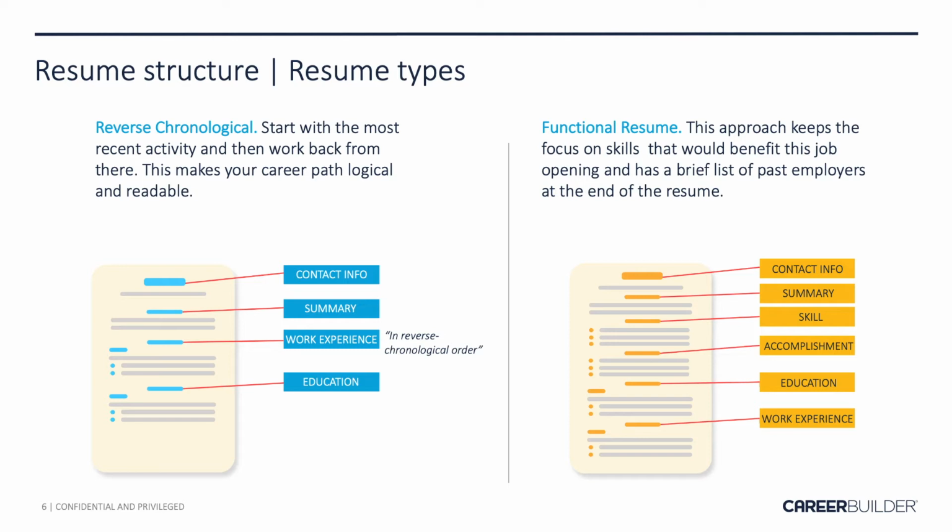You can use any of these structures in order to either customize yourself for the role that you're applying to work for, or just to have a generic template which you can adapt as you go along. So the first one is the reverse chronological. You start with your most recent activity and then you work your way back. There's a functional resume. This approach keeps the focus on the skills which would benefit the job and has a brief list of your past employers.